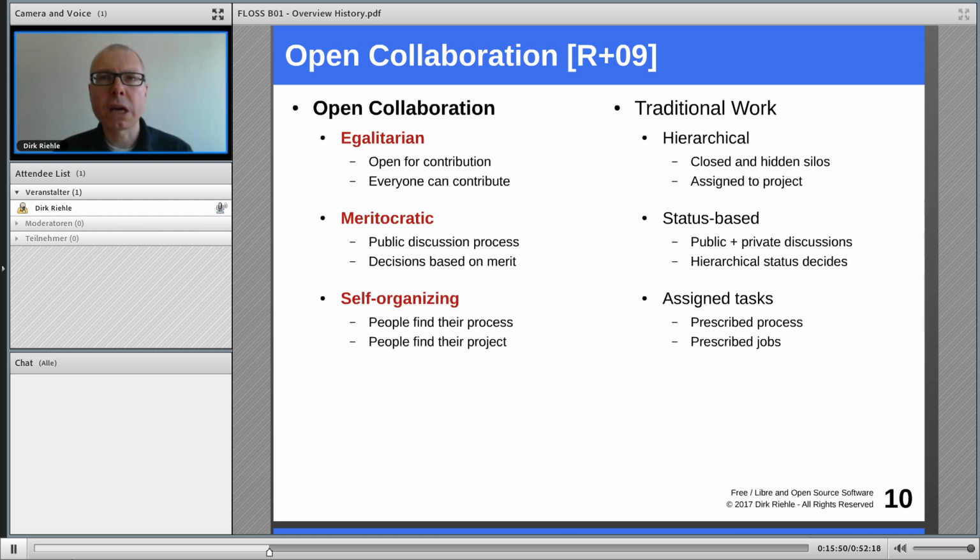That's not to say that you randomly change the processes. After all, if someone joins a project, there is a pre-existing process. But it does mean that you're trying to get the most out of people.